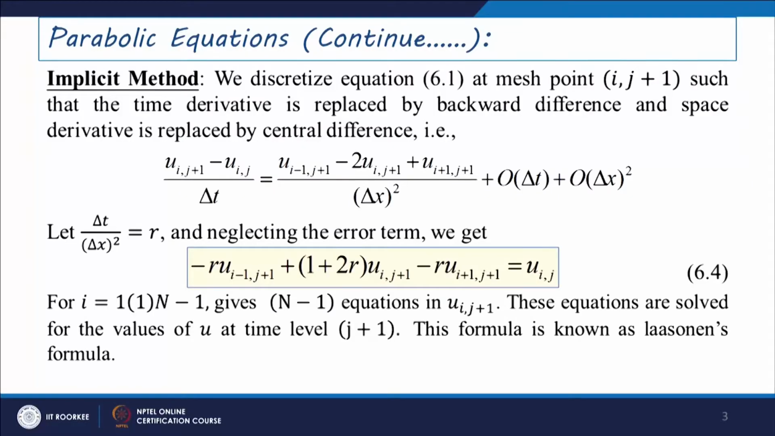So, if you go for the implicit method, first we will discretize this equation. Suppose the equation is in the form del u by del t equals del square u by del x square. Then we can replace this derivative at the point I, j plus 1, such that the time derivative is replaced by a backward difference and the space derivative is replaced by a central difference.